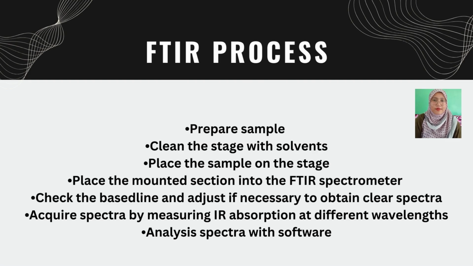FTIR process: first, prepare the sample, clean the stage with solvent, and place the sample on the stage. Place the mounted section into the FTIR spectrometer, check the baseline and adjust if necessary to obtain clear, accurate spectra by measuring IR absorption at different wavelengths. Analyze the spectra with software.